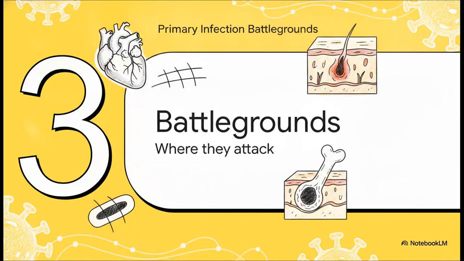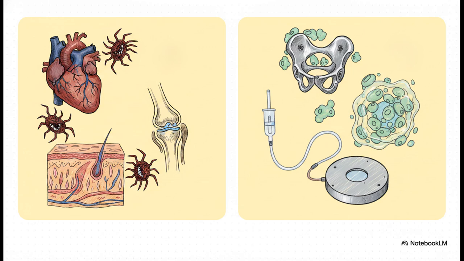All right, Part 3, primary infection battlegrounds. The absolute most crucial thing to understand here is this fundamental dichotomy. S. aureus destroys your native tissue, whereas CoNS prefers foreign material.